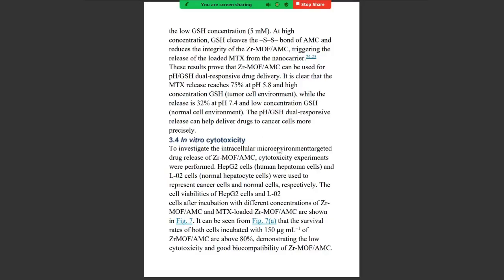In vitro cytotoxicity. To investigate the cellular microenvironment targeted drug release, an MTT assay of MOF was performed. HepG2 cells and L02 cells were used to represent cancer cell and normal cell, respectively. The cell viability of HepG2 cell and L02 cell after incubation with different concentrations of ZrMOF is shown. It can be seen that the survival rate of both cells incubated with 150 microgram per milliliter of ZrAMC is above 80%, demonstrating low toxicity and good biocompatibility of AMC.